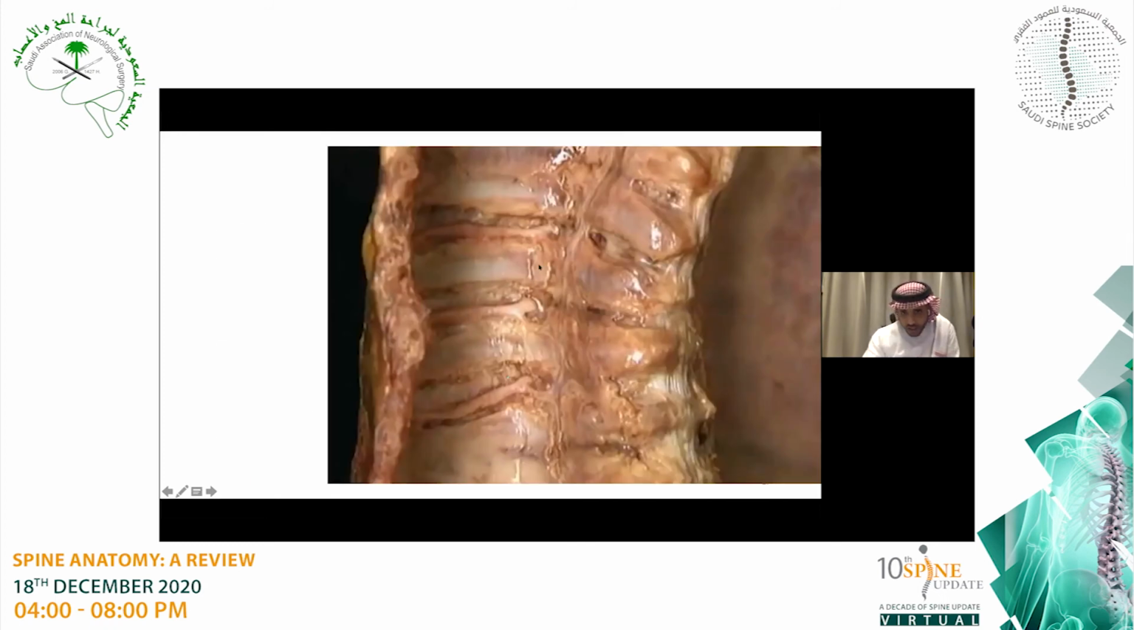The other tissue is the sympathetic chain. We can see here, this is part of the sympathetic chain, which extends in the posterolateral side of the thoracic spine from T1 to T9.